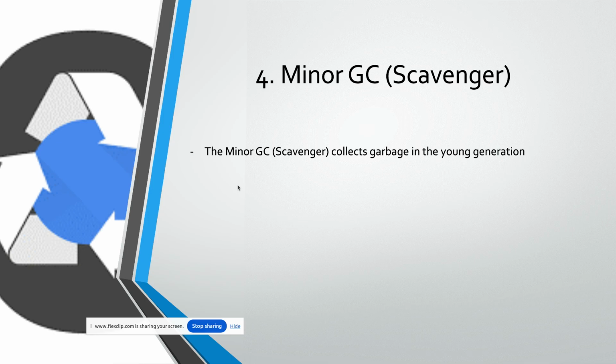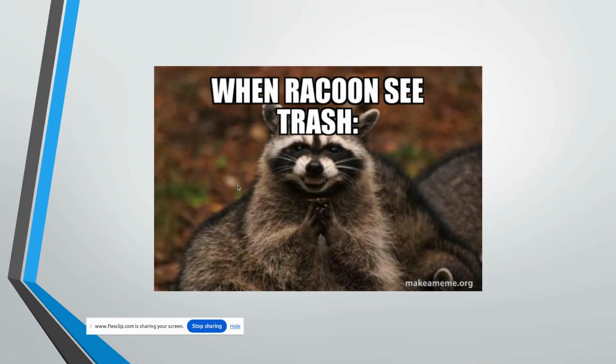So next is minor GC. Minor GC, also called a scavenger, collects garbage in the young generation. So think about a raccoon. A raccoon scavenges, which is also called cleaning or collecting the garbage. It scavenges the trash, right? It doesn't like old, rotten trash. It likes fresh new trash, right? And this raccoon is also called the scavenger, one who cleans the street or the trash.